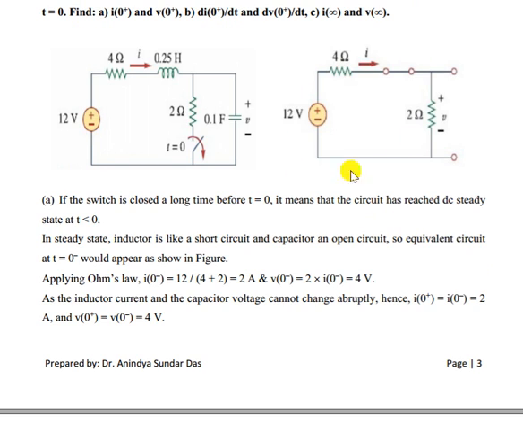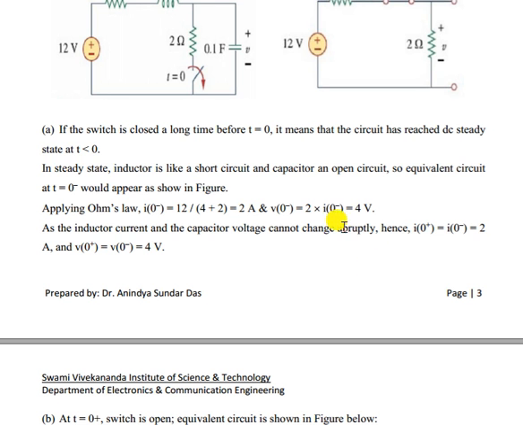Then we can find the current value i0 minus, which is simply applying Ohm's law, 12 volt divided by 6 ohm, so you get 2 ampere current. v0 is the voltage drop across this 2 ohm resistor, so you can multiply this current by 2 ohm to get 4 volt, or you can apply the voltage divider rule, that is 12 into 2 divided by 6, so v0 minus is 4 volt, right? So the capacitor voltage and inductor current cannot change abruptly, so i0 plus equals i0 minus equals 2 amps, and v0 plus equals v0 minus equals 4 volt.